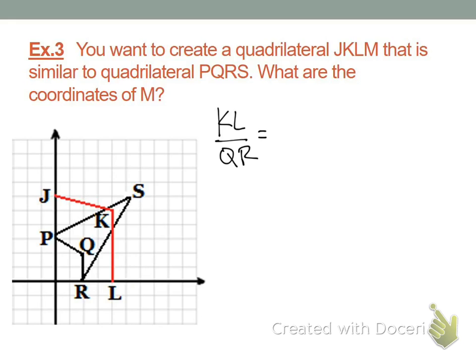What is the length of KL? 5, and QR, 2. So that is our scale factor, 5 over 2. If you would rather write it as a decimal, you could.